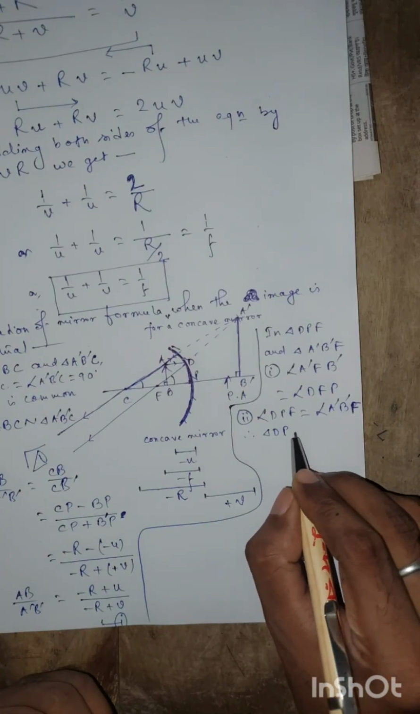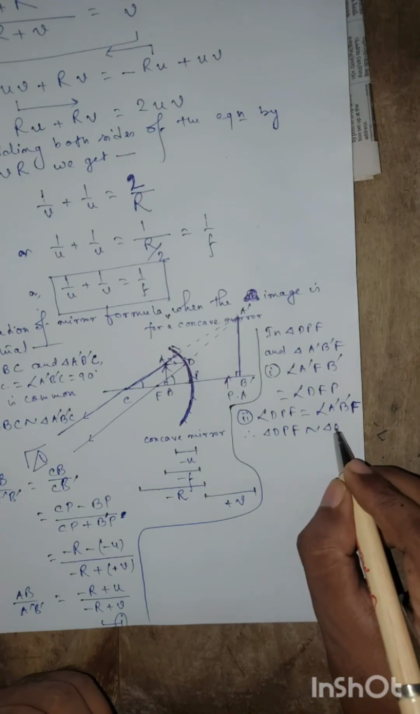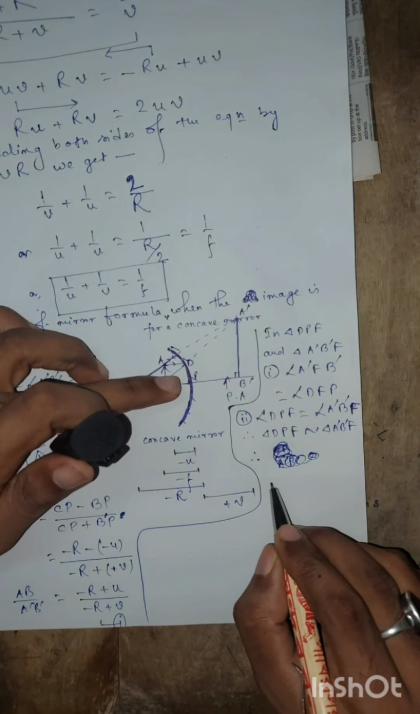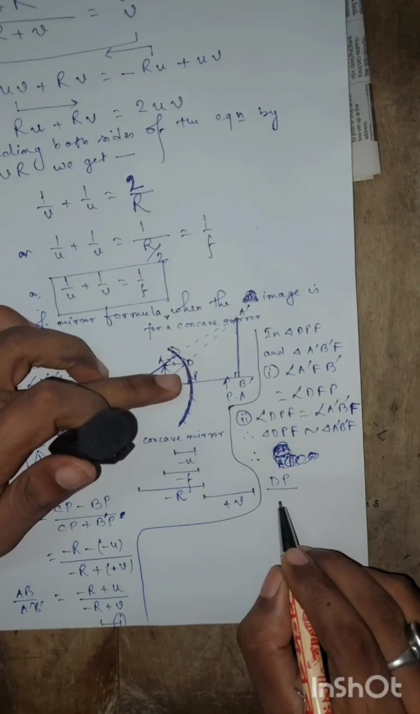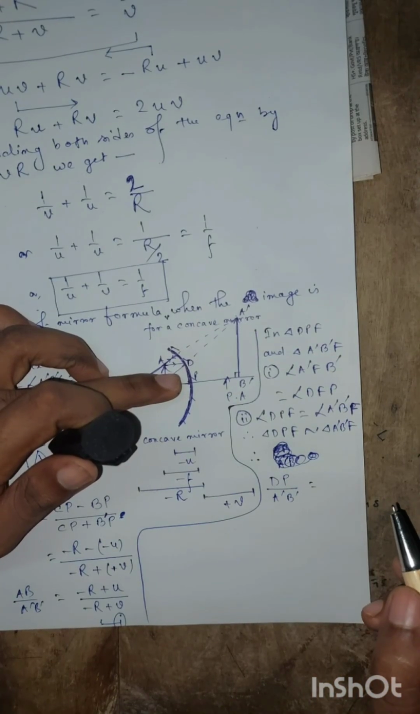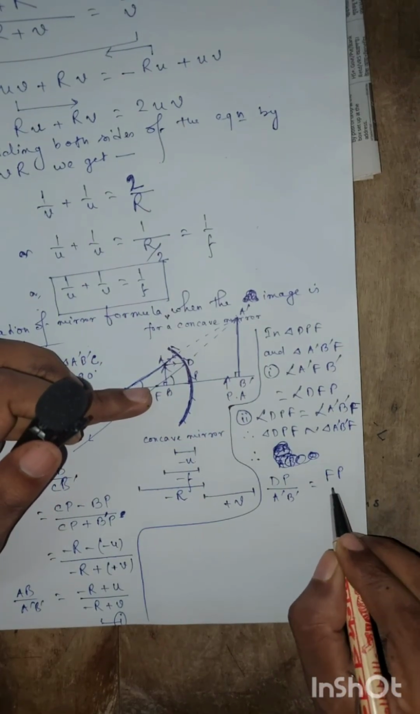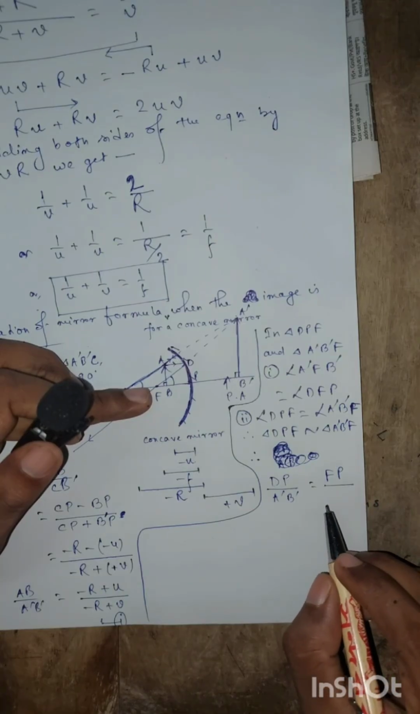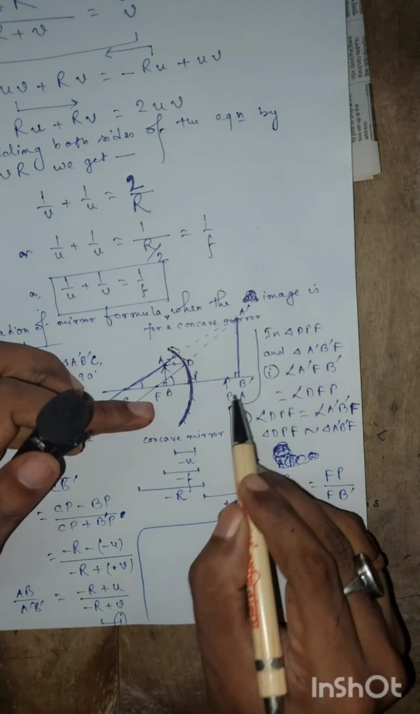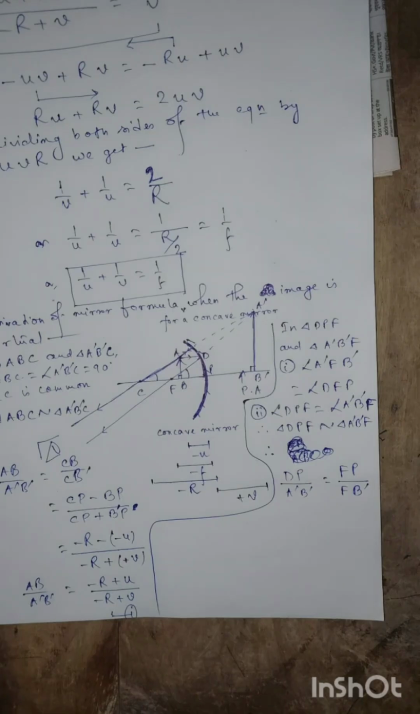Therefore triangle DPF is similar to triangle A dash B dash F. DP by A dash B dash should be equal to FP by FB dash. Okay, see it carefully.